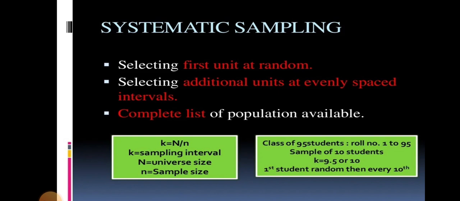So for example, there is a class of 95 students from roll number 1 to 95, and the sample is of 10 students. So we will be dividing them, so K is equal to 9.5. This 9.5 can be rounded to 10. So like that we are selecting.